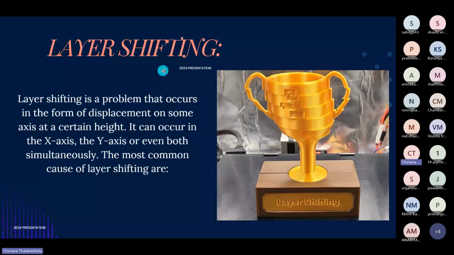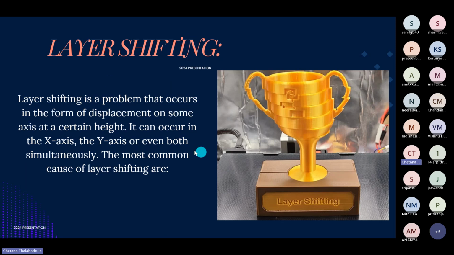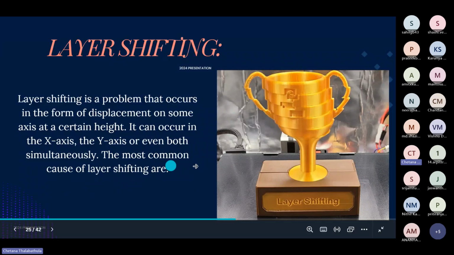Okay. Hello everyone. I'll be continuing from layer shifting here. So layer shifting is a problem which occurs in the form of displacement on an axis at a certain height. It happens in the x-axis, y-axis, and both the axes together simultaneously.